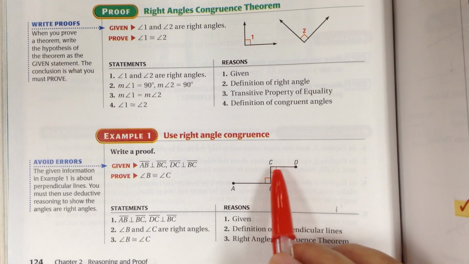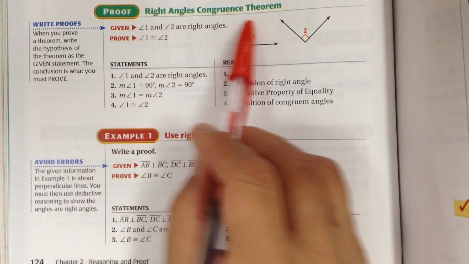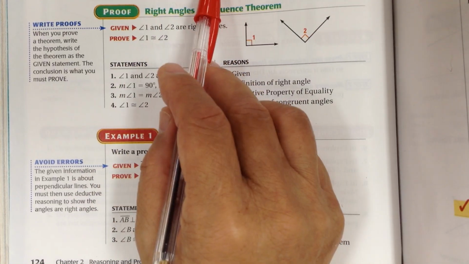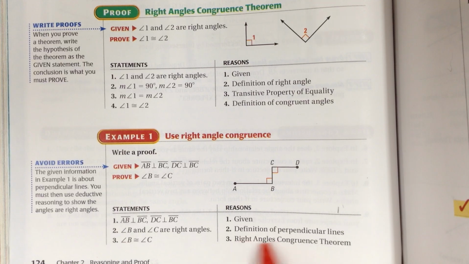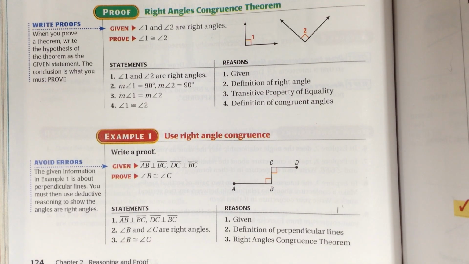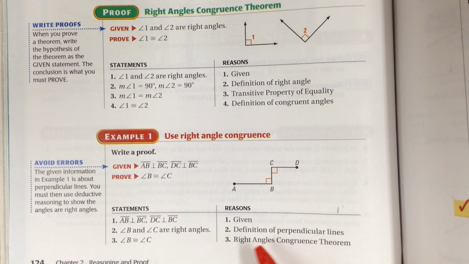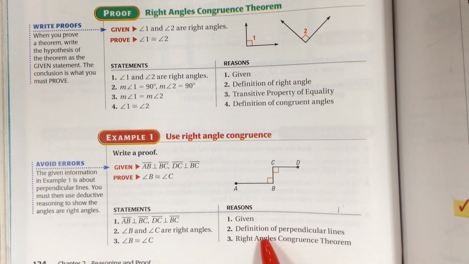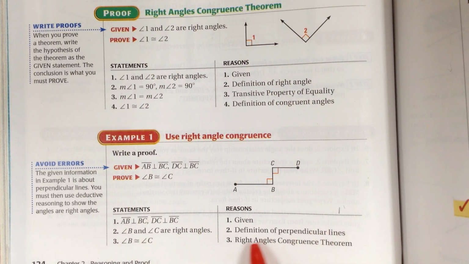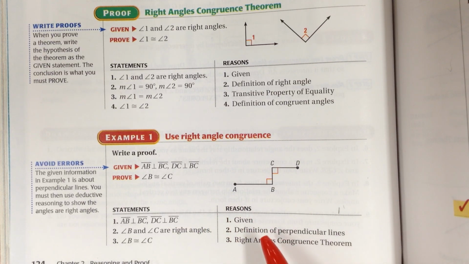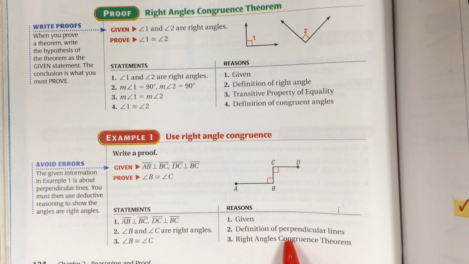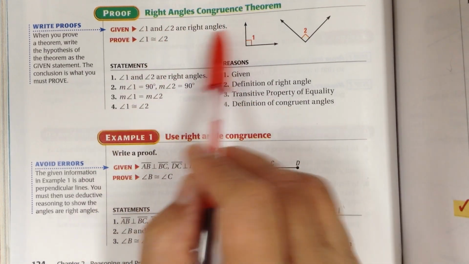Then after that, since they're right angles, we just have these. All right angles are congruent, so you can see angle B is congruent to angle C. Again, this is the right angle congruent theorem. If you don't remember the name, it's okay. You can just say all right angles are congruent, because that's what it means. You don't have to write it word for word, as long as you know the concept of the theorem. If you write all right angles are congruent, that's fine.